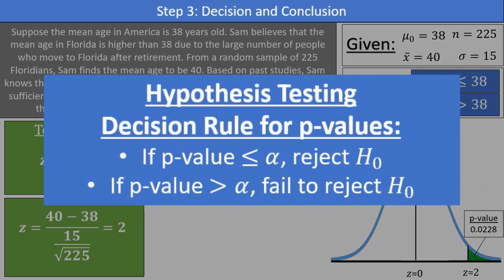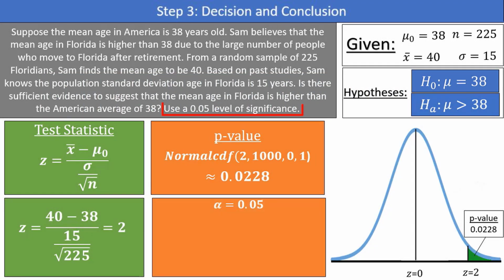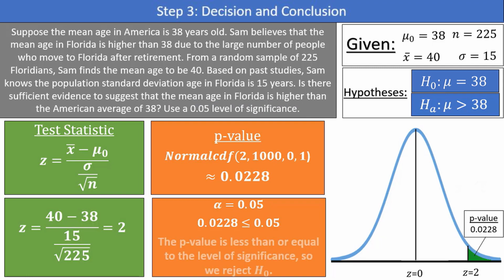If the p-value is less than or equal to alpha, we reject the null hypothesis, and if the p-value is greater than alpha, we fail to reject the null hypothesis. As I like to say, if the p-value is low, the null has to go, and if the p-value is high, the null will fly. Anyways, the level of significance alpha is equal to 0.05. The 0.0228 p-value is less than or equal to 0.05. The p-value is low, so the null has to go. So the p-value is less than or equal to the level of significance, and we therefore reject the null hypothesis.